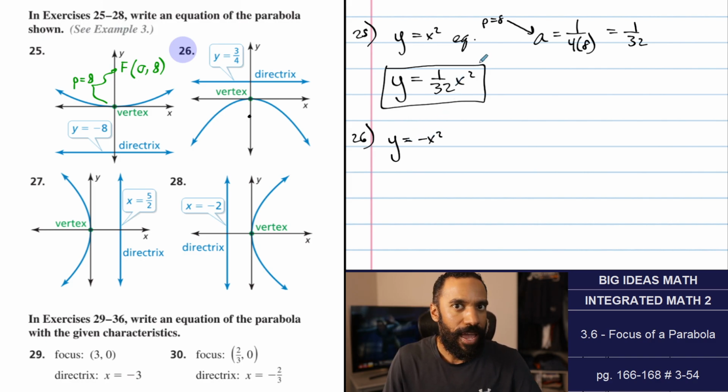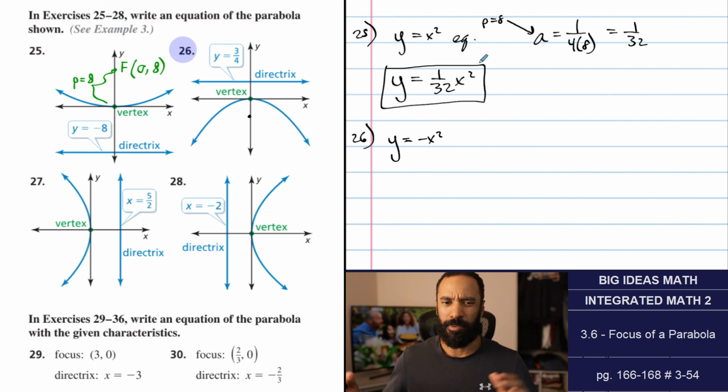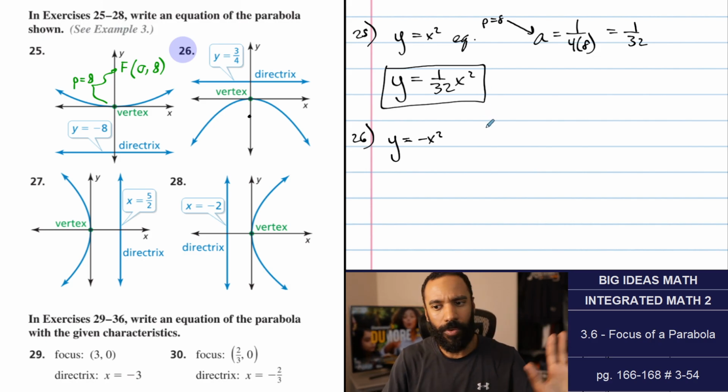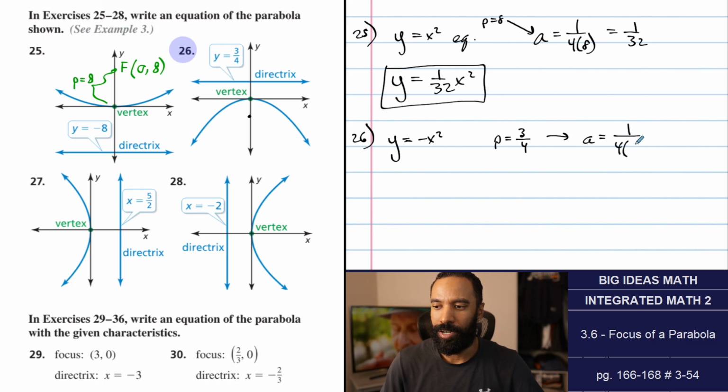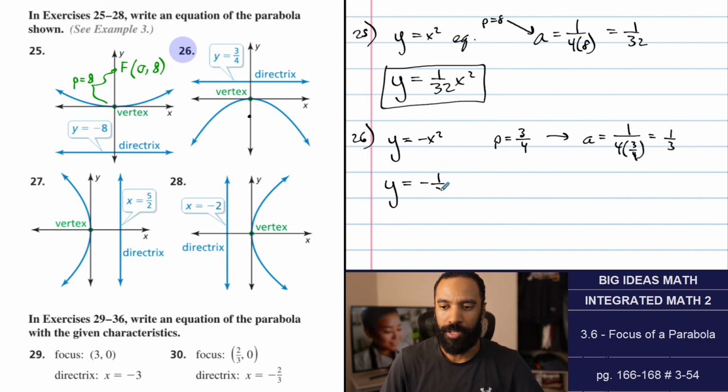So when you get your a value, just know that your a value is going to be negative, even if you called p positive. Watch this. I'm going to call p 3/4. It's negative 3/4, but I'm going to call it 3/4, okay? So a is 1 over 4p. 4 times 3/4 is 3, so that's 1/3. So it's going to be y equals negative 1/3 x squared.